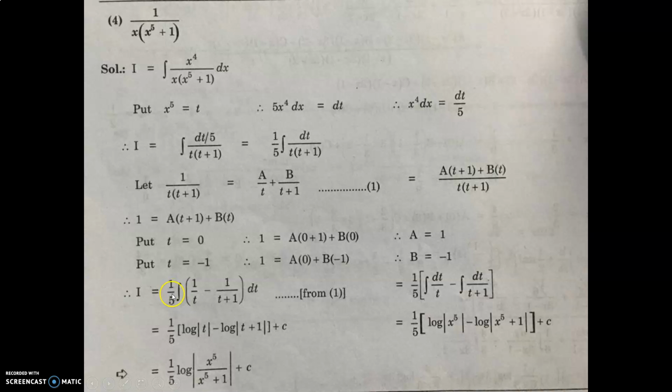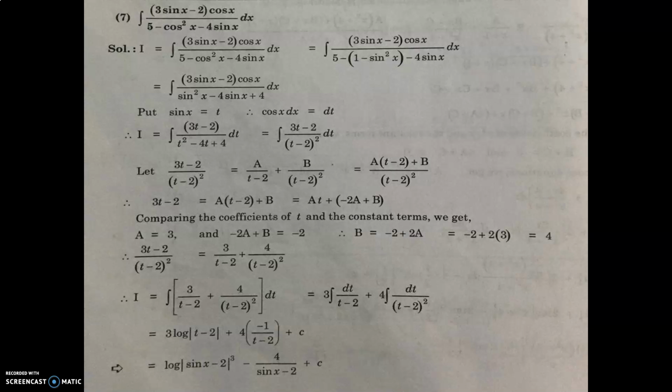Now this term will become I is equal to 1 upon 5 integral of 1 upon t minus 1 upon t plus 1 dt. So 1 upon 5 integral dt upon t minus integral 1 upon t plus 1 dt. That is 1 upon 5 log mod t minus log mod t plus 1 plus c. So 1 upon 5 into log mod x raised to 5 minus log mod x raised to 5 plus 1 plus c. This is log a minus log b format, you can write it as log a upon b. So 1 upon 5 log mod x raised to 5 upon x raised to 5 plus 1 plus c is the answer for this question.